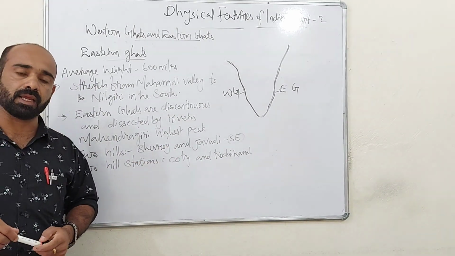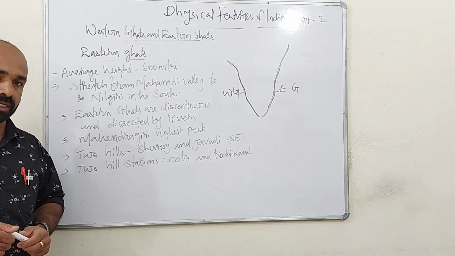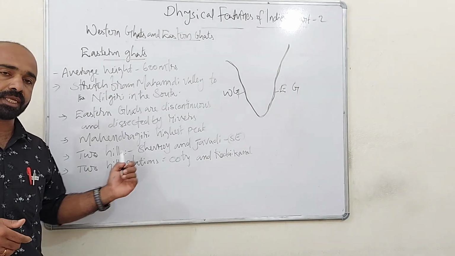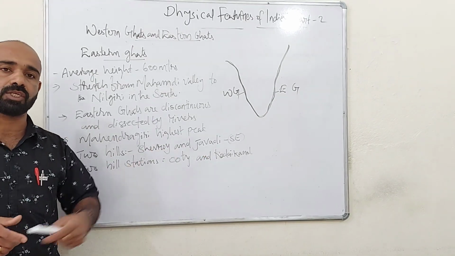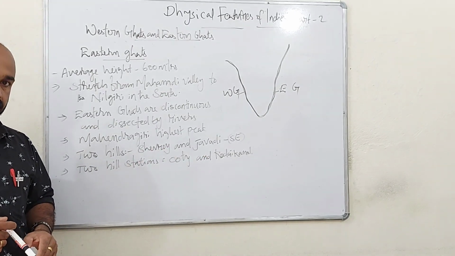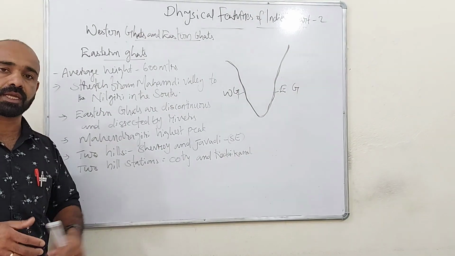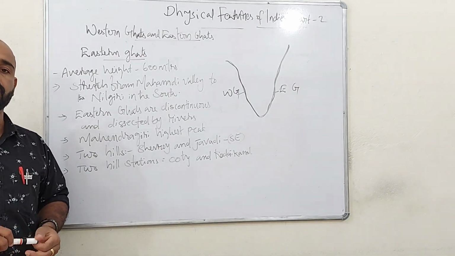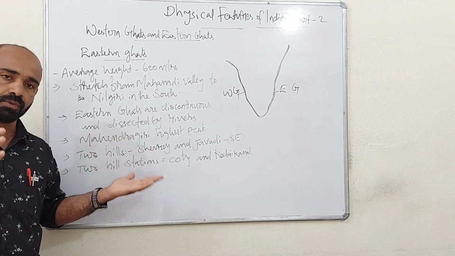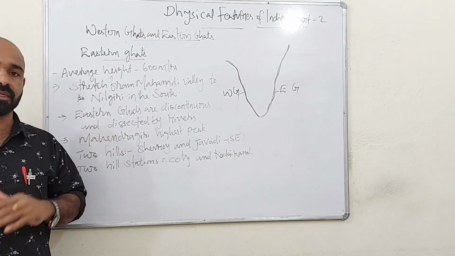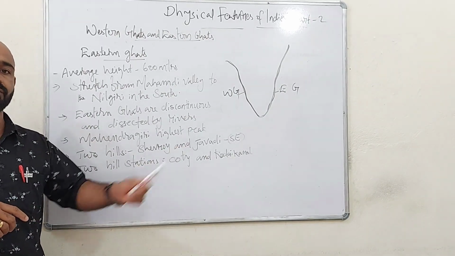Mahendragiri is the highest peak of Eastern Ghat. Two famous hills are there: Shavaroy Hills and Javadi Hills, found in the southeast of Eastern Ghat. And two famous hill stations are Ooty and Kodaikanal. Ooty's new name is Udagamandalam. Ooty is the popular name, Udagamandalam is the new name. These are the two hill stations of Eastern Ghat.